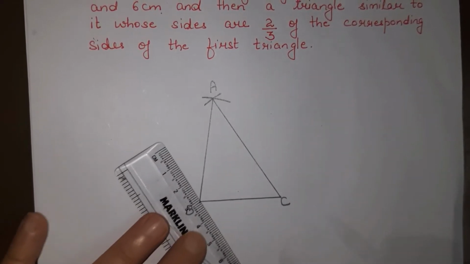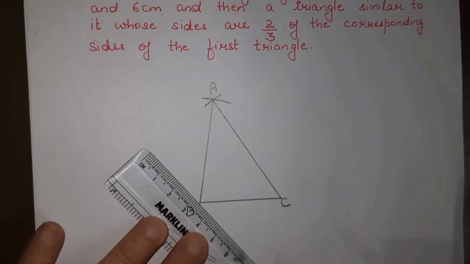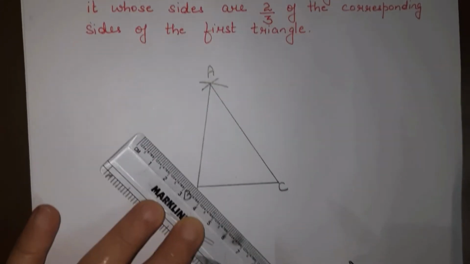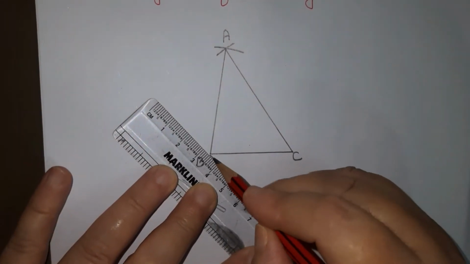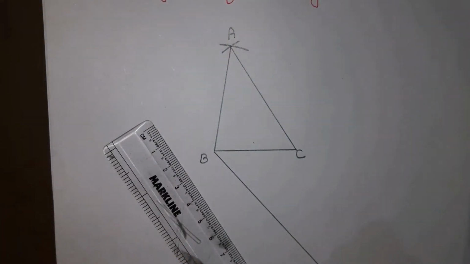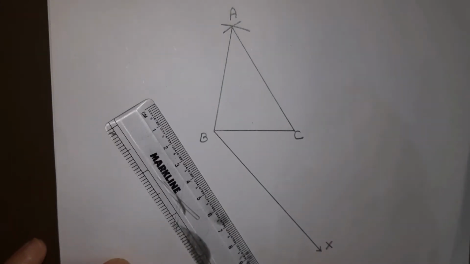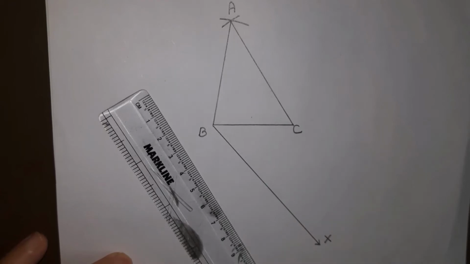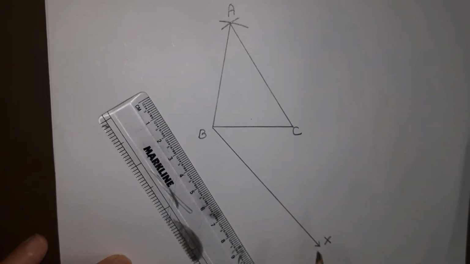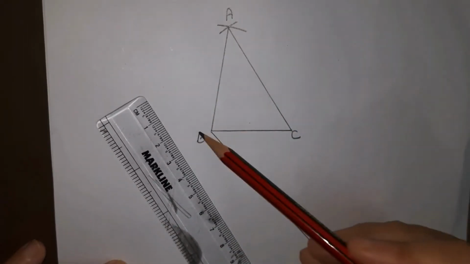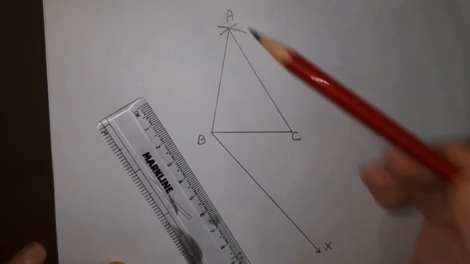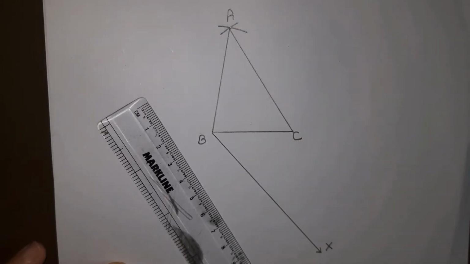Now the method is, first of all, you have to draw an acute angle at BC, that is like this. So I have drawn acute angle CBX. X should be opposite to A. This is BC. So on one side we have A, on another side we have X.